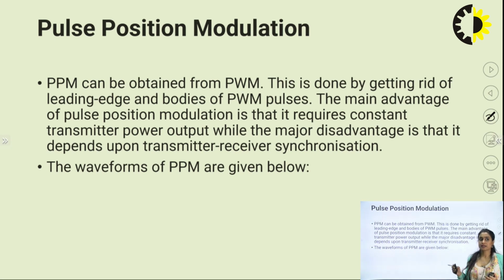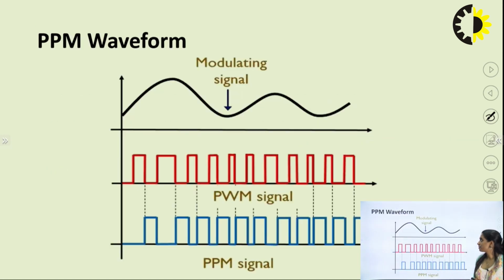This is done by getting rid of the leading edge and bodies of PWM pulses. This is the main advantage of pulse position modulation: it requires a constant transmitted power output, as there is no voltage or amplitude variation. The major disadvantage is that it depends on transmitter-receiver synchronism, because when the position varies, the receiver and transmitter should be perfectly synchronized, otherwise there will be mismatch and loss of data. Let's see how the waveform looks like.